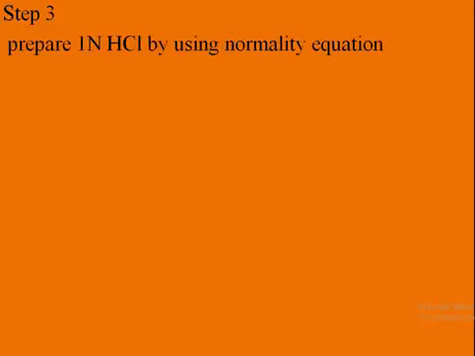Step 3. Prepare 1 normal HCl by using the normality equation, that is N1V1 is equal to N2V2. In case of N1V1, we are taking the normality and volume of concentrated HCl, and N2V2 means normality of the desired solution, that is 1 normal HCl, and volume to be prepared.